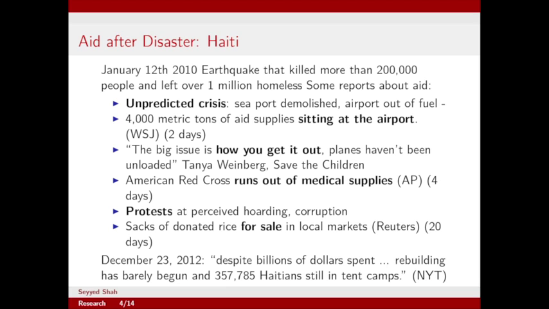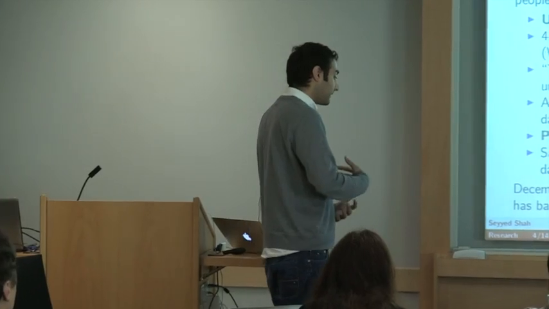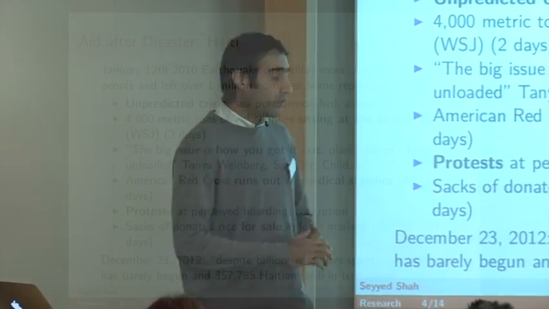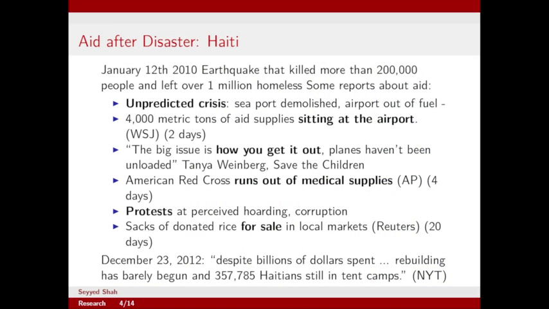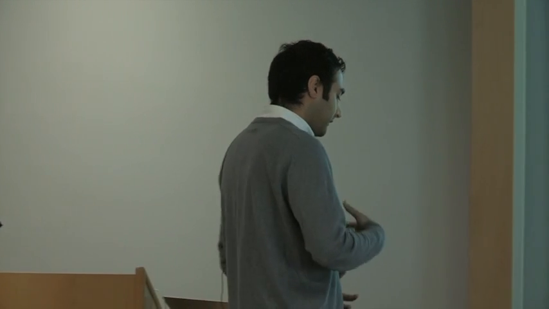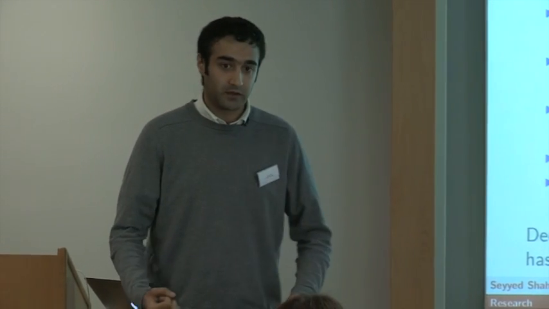And there were charities like Save the Children saying things like, the planes haven't been unloaded. There's a huge amount of difficulty in getting the aid out to the people who need it. And 4 days later, this is quite shocking when you compare back to the 4,000 tons, the American Red Cross runs out of medical supplies in Haiti. So they say, well, okay, we've got 4,000 tons sitting in the airport, but we've run out at the same time of medical supplies. So we need more things to come in.